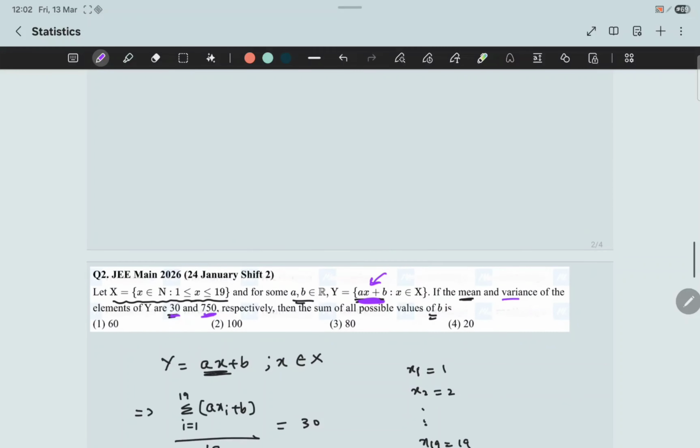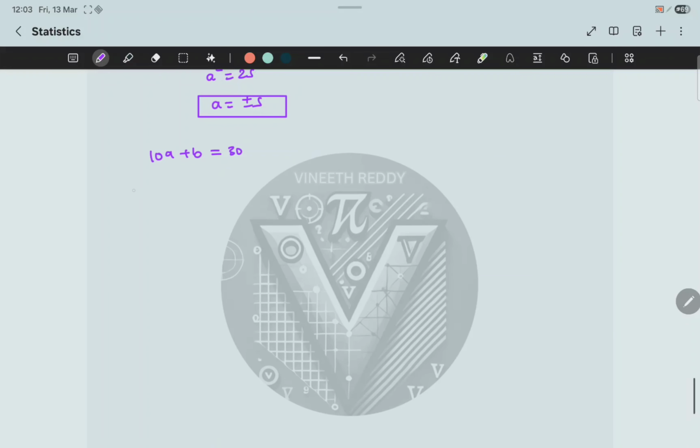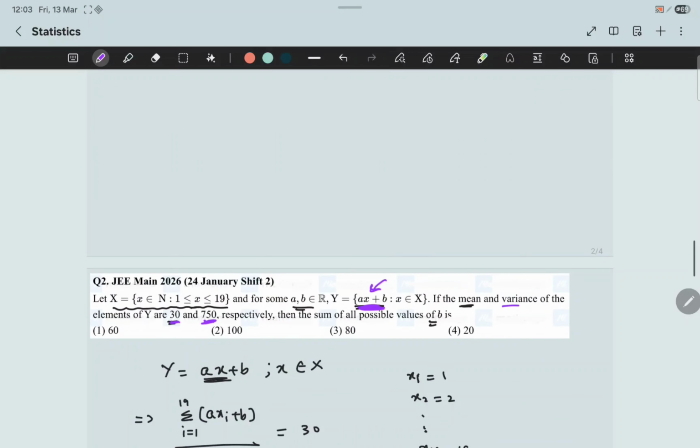So he's asking us to find the sum of all possible values of b. If a is 5, then we have 50 plus b is equal to 30, b is equal to minus 20. And if a is equal to minus 5, we have minus 50 plus b is equal to 30 and b is equal to 80. Let us say this is b1, this is b2. So what he is asking is b1 plus b2, that should be 60. So 60 should be the answer, dear students.